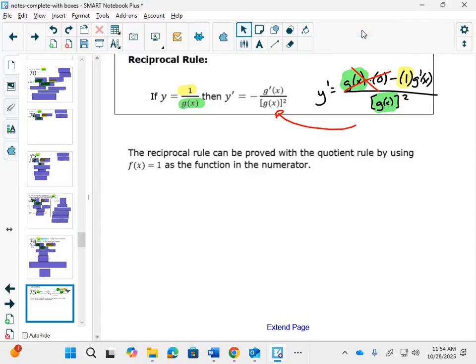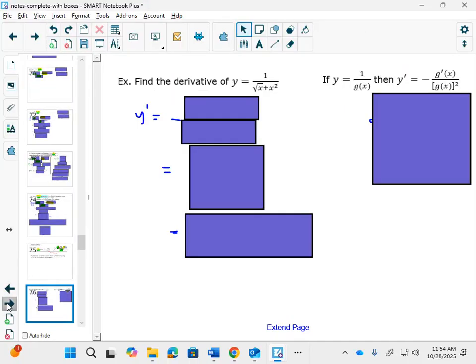I personally wouldn't use this as a new rule. You're perfectly fine if you want to memorize one extra thing. You will have to memorize a lot of things this semester. So I find when you can shortcut one thing that you don't have to memorize, it's not necessarily a bad thing. Okay?